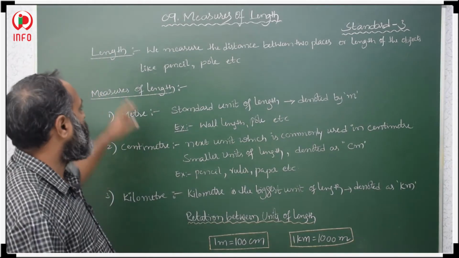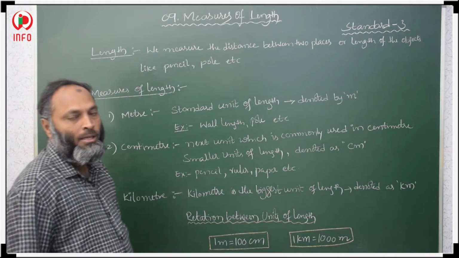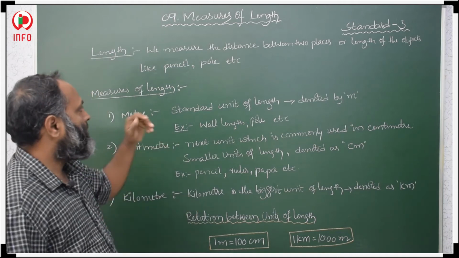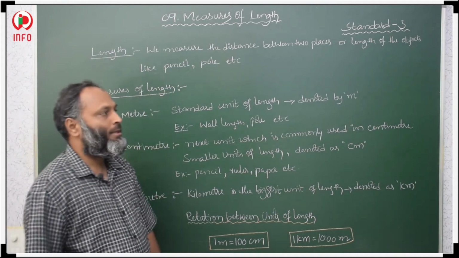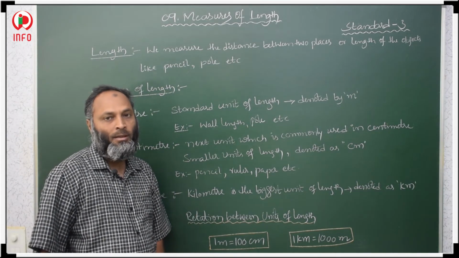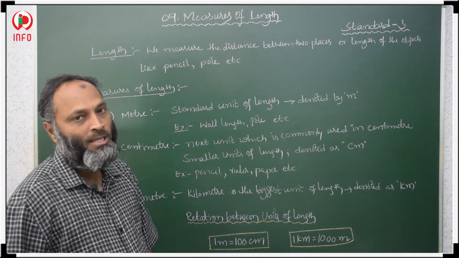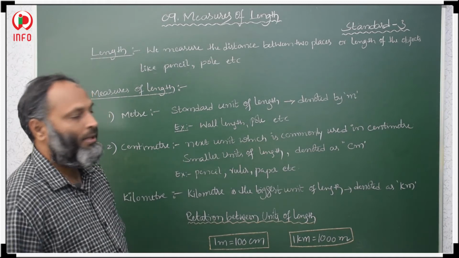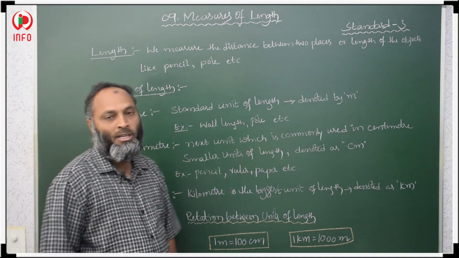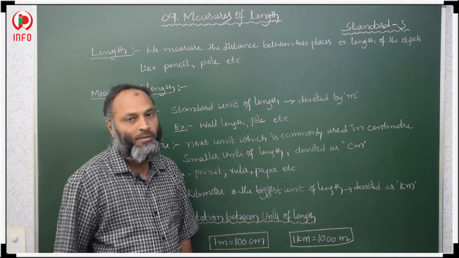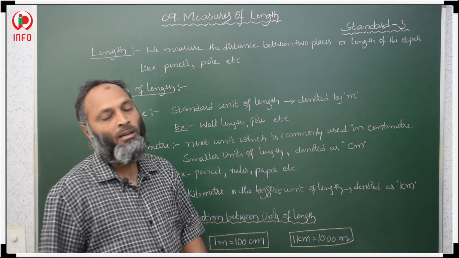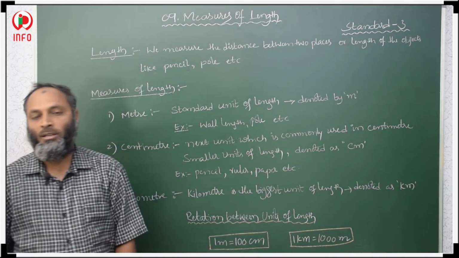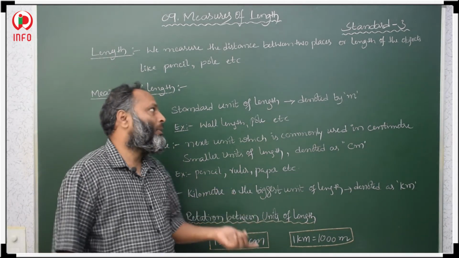Now, the next, length definition. So, what is length? The distance between 2 places, distance between 2 places. So, the distance between 2 places is nothing but a length. Or otherwise, the length of an object. Length is a physical quantity, used to measure the length of an object. So, that is how length is measured.